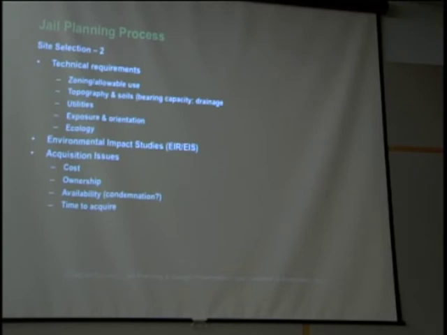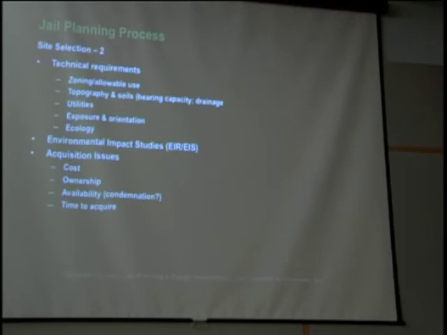Site selection involves a lot of technical requirements, and I know some of you have gone through some of these. There are zoning issues, topography, soils, drainage, the presence or not of utilities, or the cost of bringing utilities in, the kind of exposure and orientation of the site. We like to get light into it. We like to be able to use sun sometimes for solar issues, and then there are ecological questions like the ones addressed in an EIR, habitat and things like that.